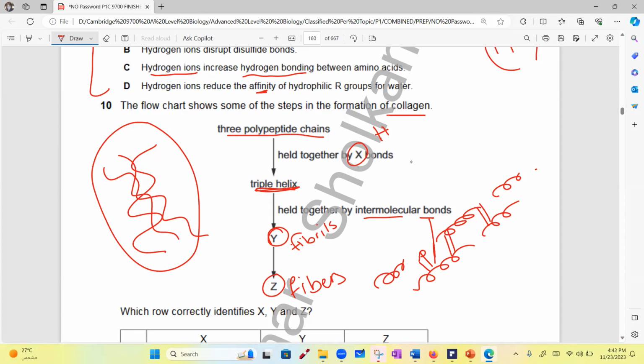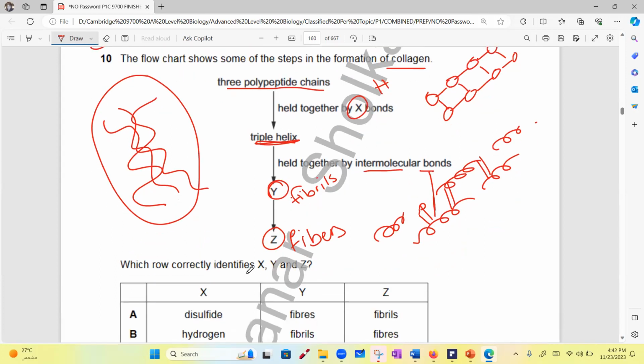In cellulose, you have 1 to 4 glycosidic bonds holding the beta glucose molecules together, and they are parallel, straight chains, and they're also held by hydrogen bonds. Cellulose molecules will form microfibrils that will then form cellulose fibers. In collagen, we don't have anything called microfibrils. They're called fibrils.